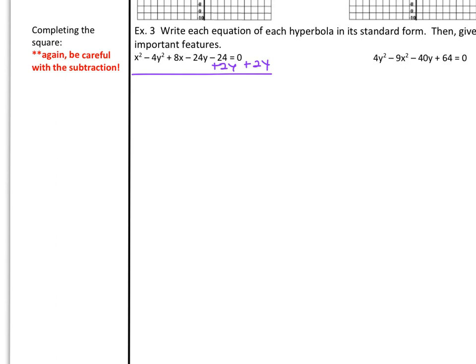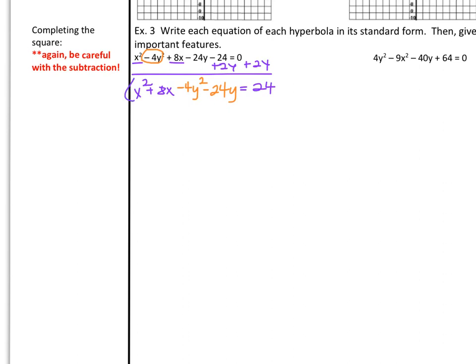Then I'm going to write my x squared plus 8x together. X squared plus 8x. And again, we know that this is going to be a hyperbola because our quadratic term for y squared is being subtracted. For that part, I'll just group the minus 4y squared minus 24y. And we'll set this equal to 24.